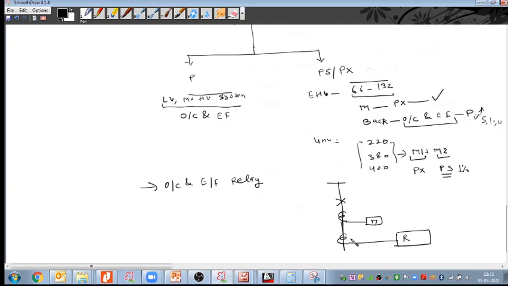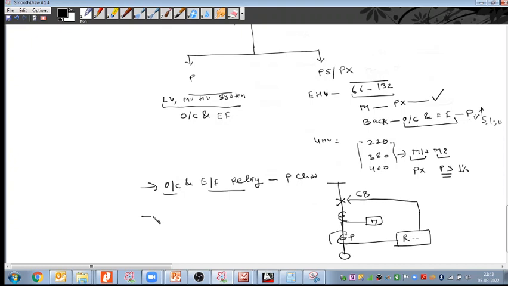And if more current is flowing than the rated current, in that case the relay will pick up, and this relay will give a tripping command to the circuit breaker. So in the event of a fault, the system will be isolated. So we are discussing this CT with respect to the relays. For the overcurrent and earth fault relay, we take the P class CT.